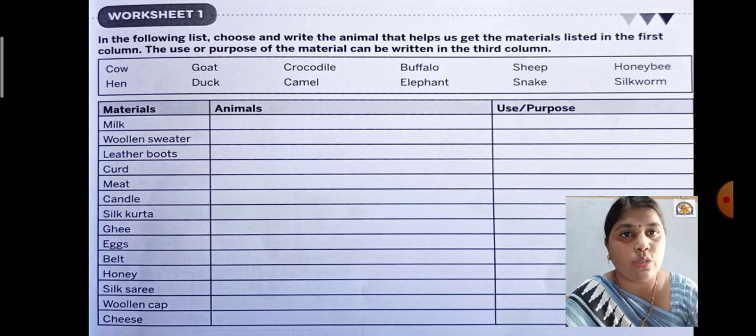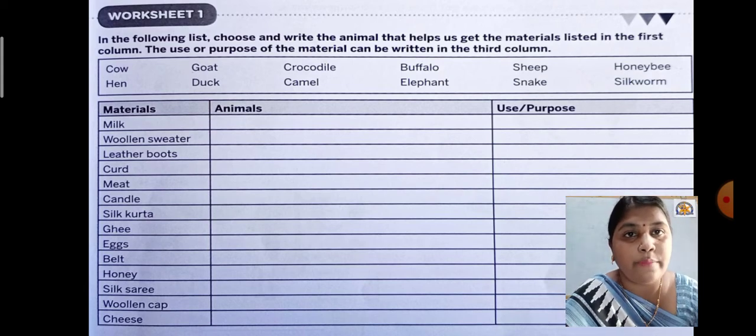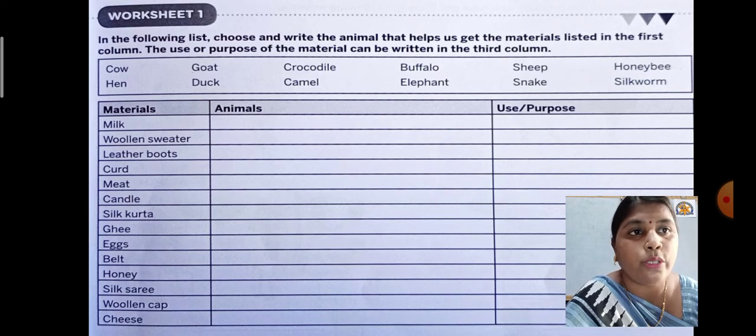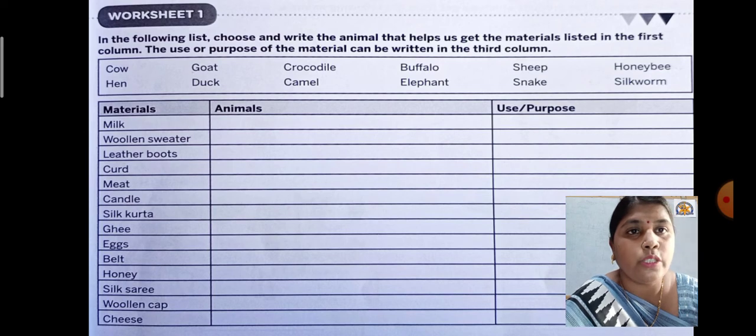In the first column, materials, they have given the names of materials. These materials we get from the animals. So in the following list choose and write the animal. Milk, from which animal do we get it, that you have to write in the second column. And the use and purpose of the material, what is the use of milk, that you are going to write in the third column, use or purpose.